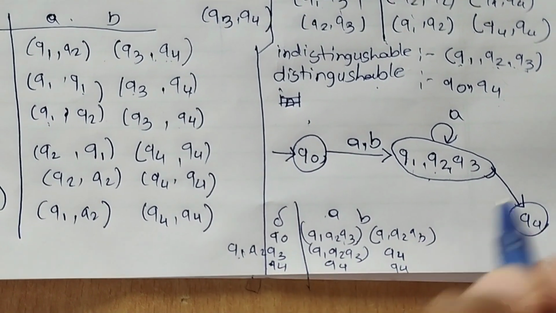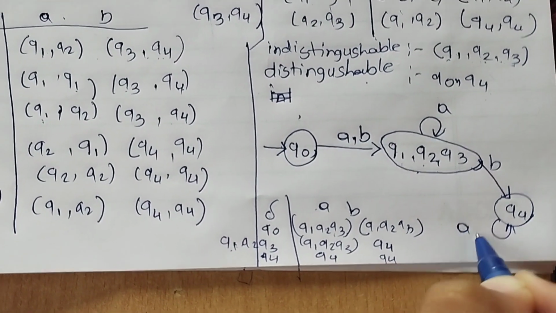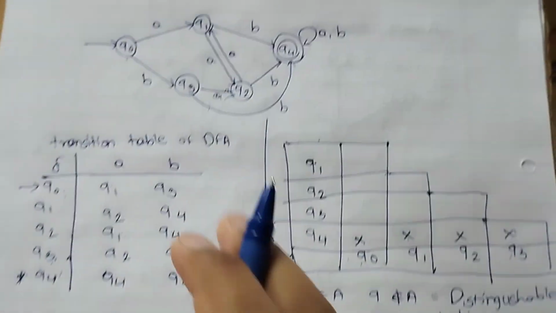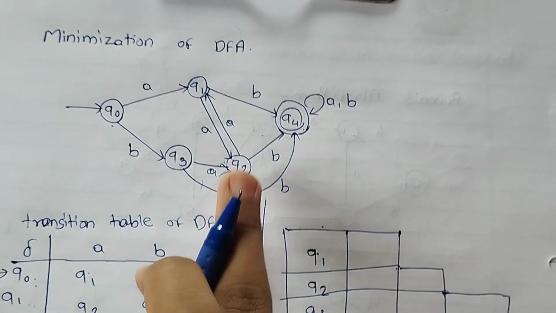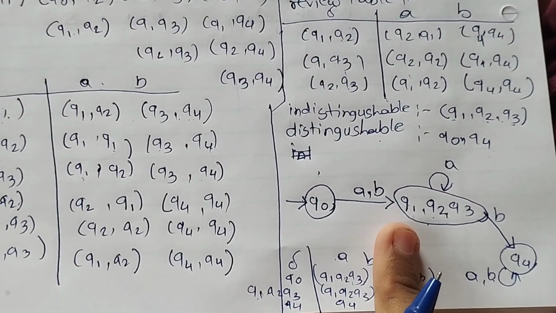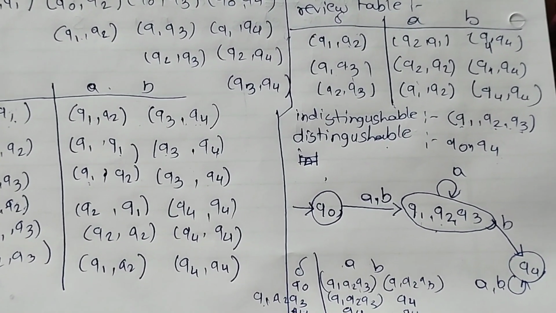Now Q4 reads A and B itself. So here A and B. So this is the minimization of the DFA. This is the original DFA. Now this DFA we minimize in this diagram. So I hope you all get an idea how we minimize the DFA.